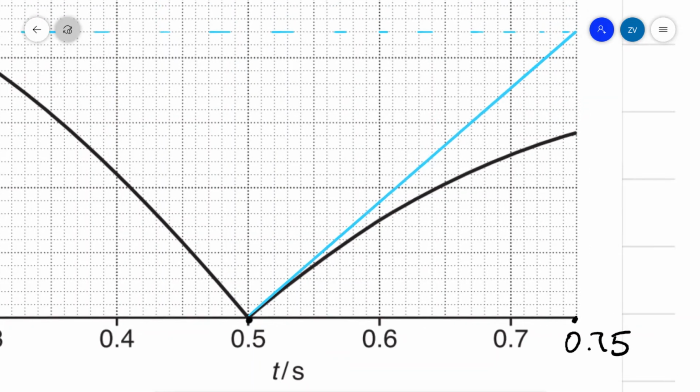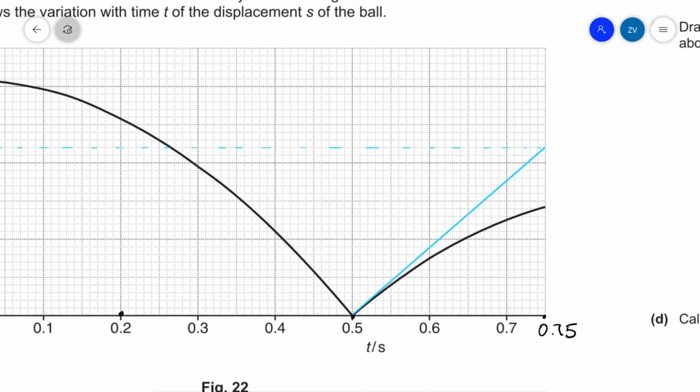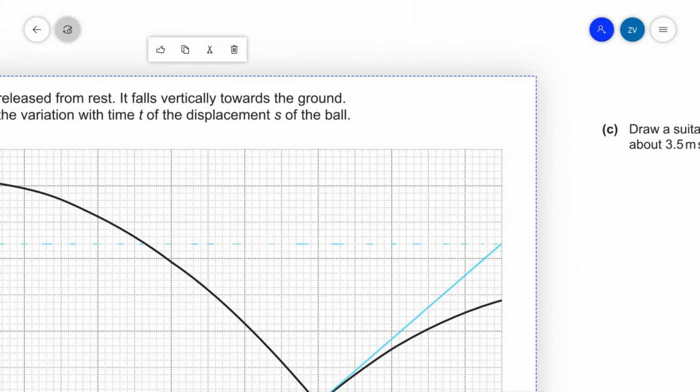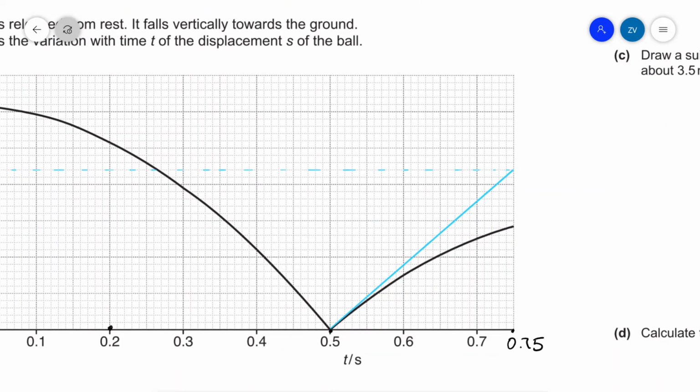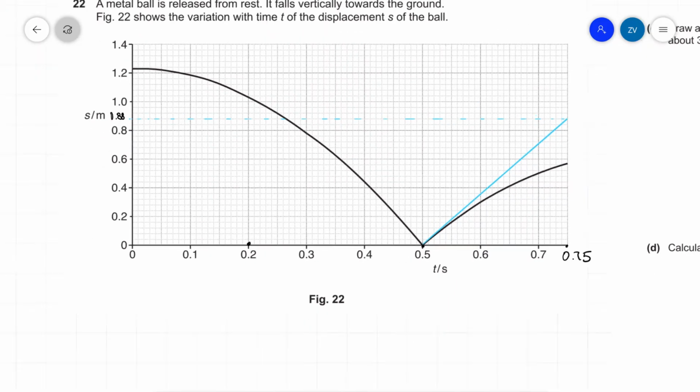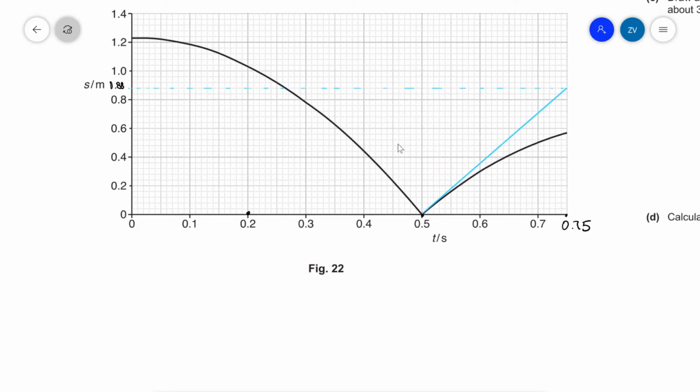As always, when we're taking our gradient, we are going to aim to take some large gradient triangles. So let's have a look at some data. I'm going to notice that I've taken the largest possible gradient triangle, so this goes over on this side with the displacement going from 0 to 0.88.